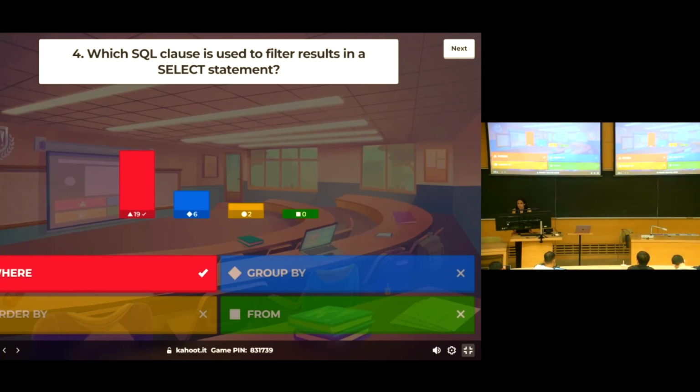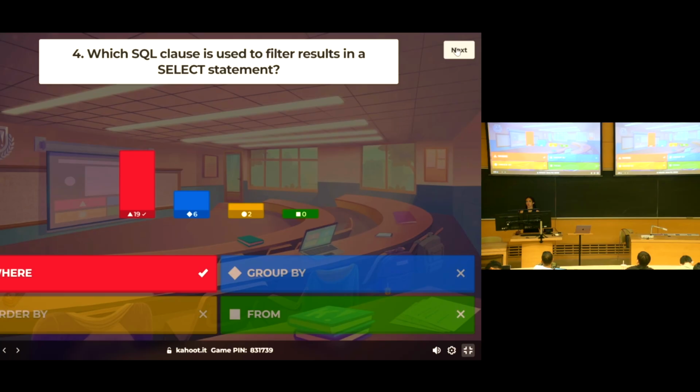Okay. So for those of you who said group by, why not group by, and why where? The question asks which clause is used to filter results. Yeah. So we said that whenever we are not sorting but grouping rows of data, right? For example, we group by department to find salaries of employees in each department. But where is just to filter the results.